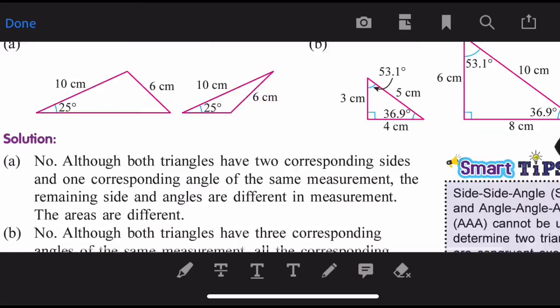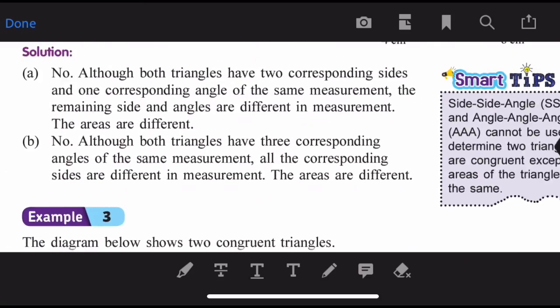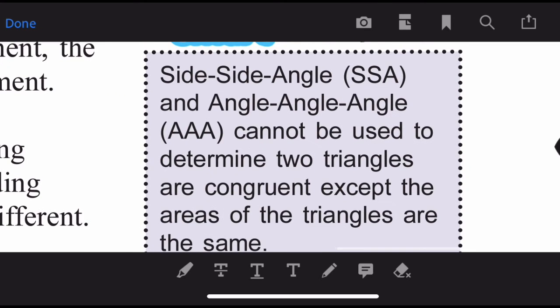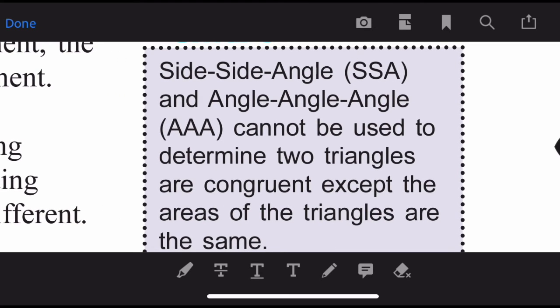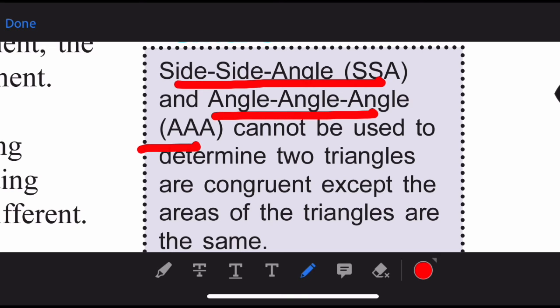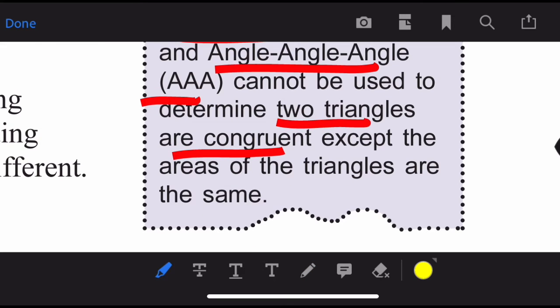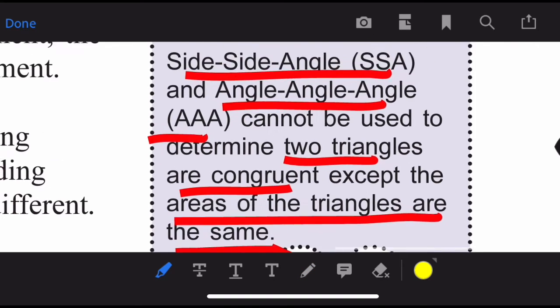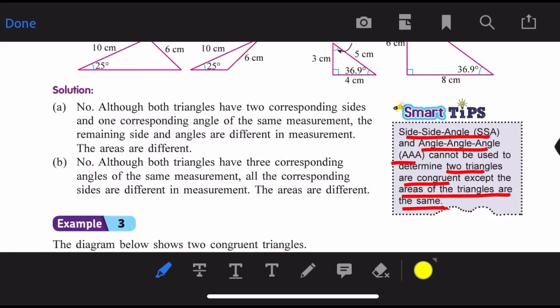Alright, we'll discuss more in the next video. Before that, let's have a look at this one. Side, angle, angle: you have to pay attention to this one. Side, angle, angle can be used to determine that two triangles are congruent, except for the extra condition that the area of the triangles is the same. Okay, the keyword is that the area must be the same.